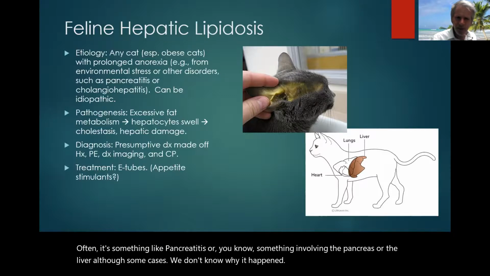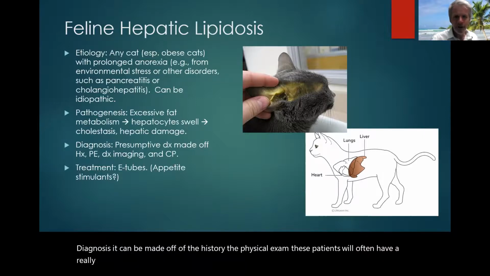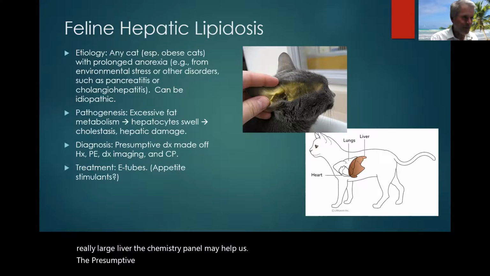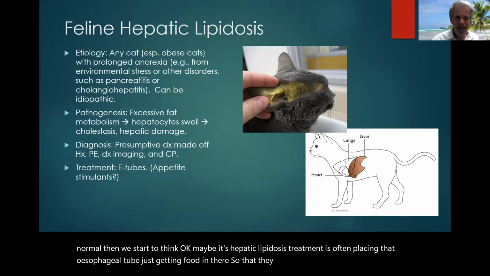Diagnosis can be made off of the history, the physical exam. These patients will often have a really large liver. The chemistry panel may help us. It's a presumptive diagnosis, but if the pancreas looks okay, the liver function tests are normal, then we start to think, okay, maybe it's hepatic lipidosis. Treatment is often placing that esophageal tube, just getting food in there so that they can stop burning fat.